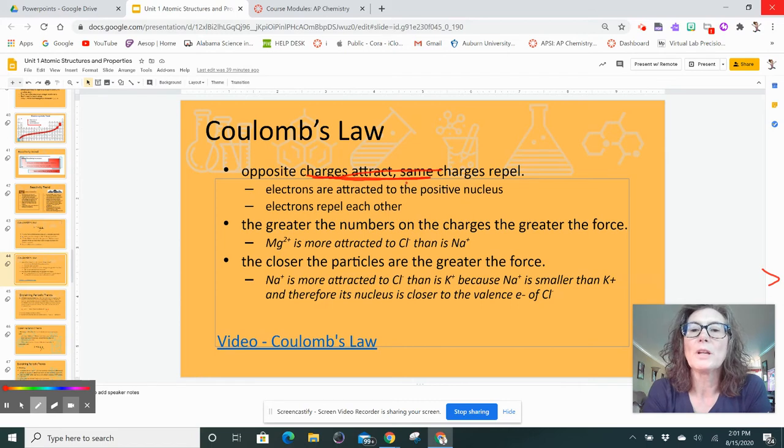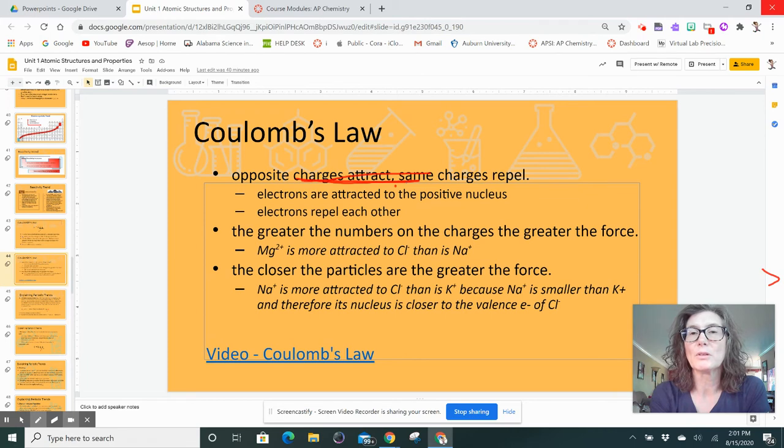Electrons are attracted to a positive nucleus, and electrons repel each other. So the greater the numbers on the charges, the greater the force of attraction. Magnesium 2+ is more attracted to chlorine than is sodium, because magnesium has a greater charge on it than sodium does. So magnesium really, really wants to react with chlorine because it's missing 2 of its electrons. That greater charge means it will be more attracted to the chlorine.